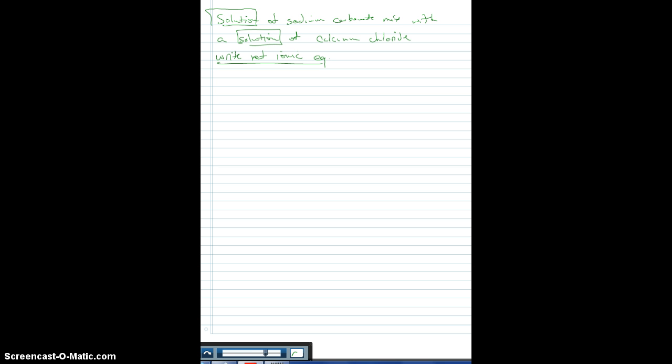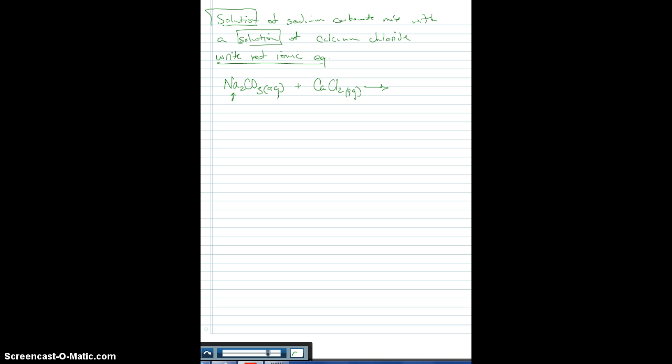So let's write the sodium carbonate formula. And because it says solution, that means it's aqueous. And you should also recognize it has an alkali metal in it, and that makes it soluble. Calcium chloride, also going to be aqueous, going to be soluble. It's got a chloride in it. But if we don't remember that, it still says solution.